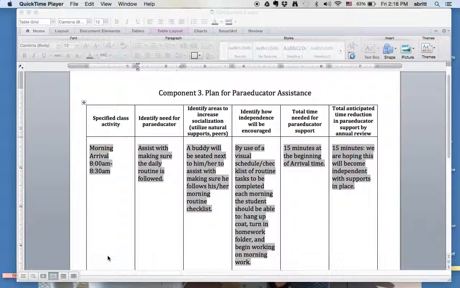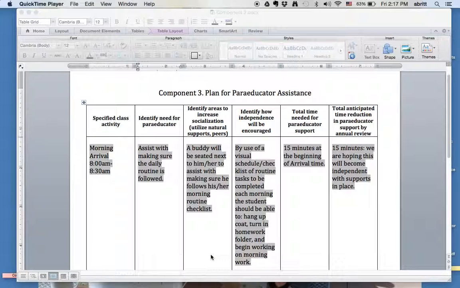Plan for paraeducator assistance. This form is to help you determine specific times when a paraeducator is needed for assistance. In column 1, put the specific class activity in this column. Example, morning arrival. In column 2, you will need to determine the specific need for the paraeducator during that class period. Example, assist with making sure the daily routine checklist is followed by the student.